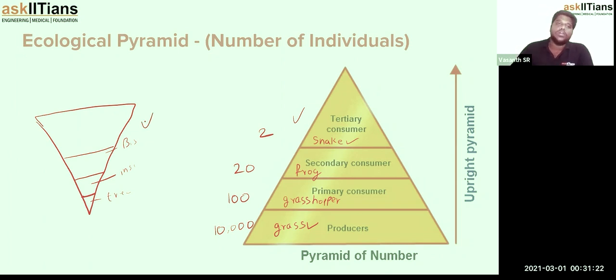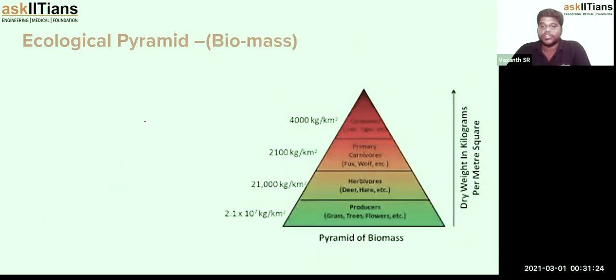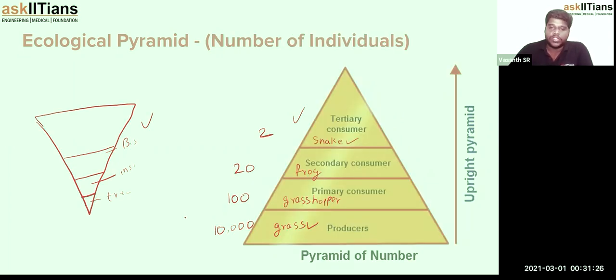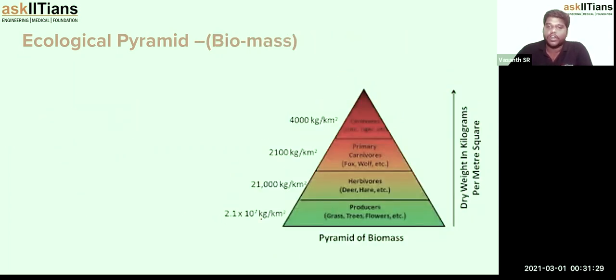Now let's go to the ecological pyramid of biomass. When you talk about the same example, grass or trees or flowers and plants, with respect to biomass, the organic material that the organism possesses will be 2.1 into 10 to the power 7 kilogram per meter square. So in a particular area, the amount of producer material, the dry weight of the material, is 2.1 into 10 to the power 7.